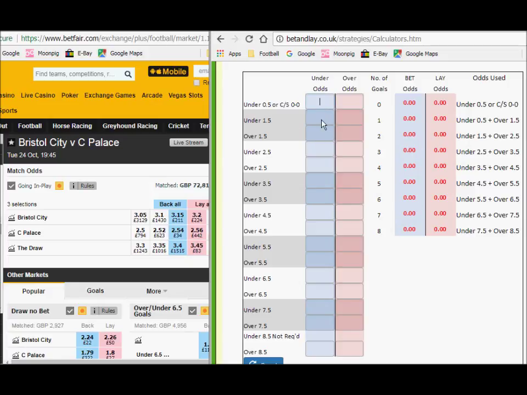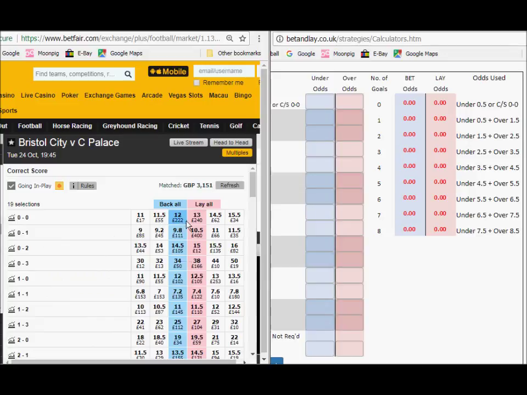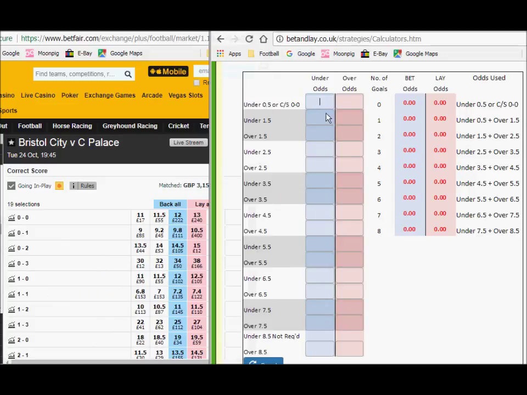Now at the top we can input either under 0.5 goals or 0-0 from correct score. I prefer 0-0 from correct score. So we'll go into this game between Bristol City and Crystal Palace and put some odds in and see the odds worked out over there. So we'll go into correct score first, and 12 and 13, so I'll put those in at the top.